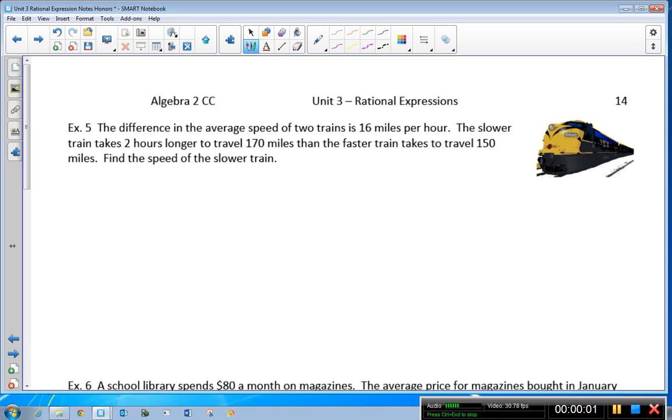All right, let's do this problem again. So we started out saying that the rate is equal to the speed of the slower train. So the rate plus 16 equals the speed of the faster train.